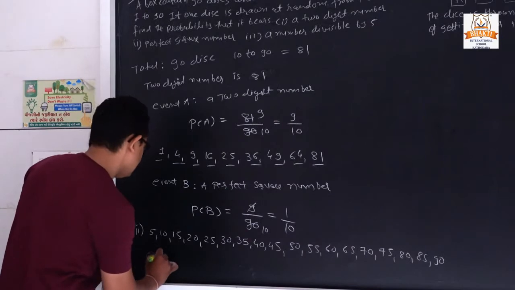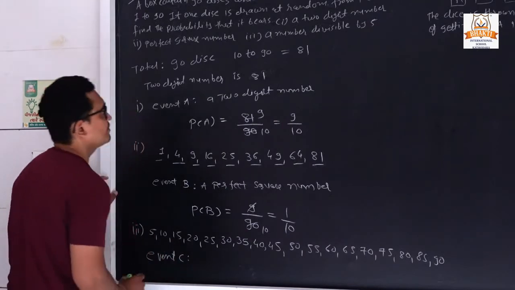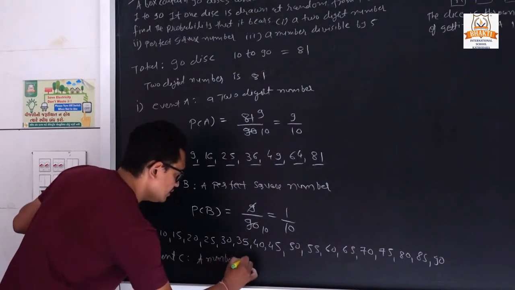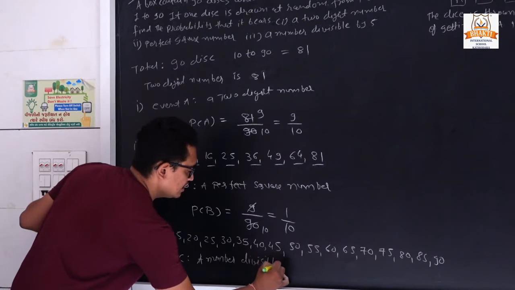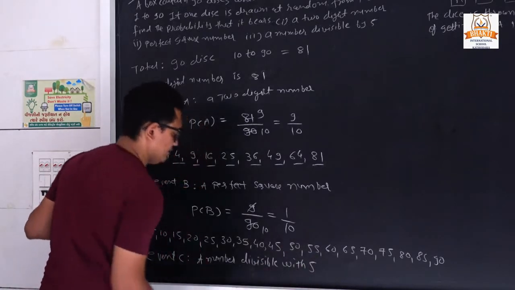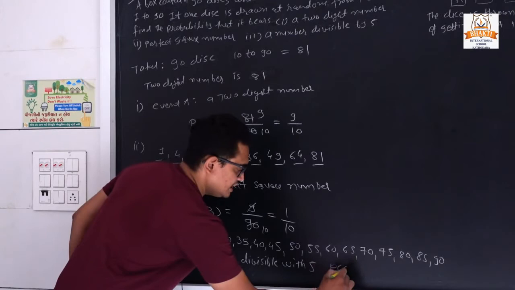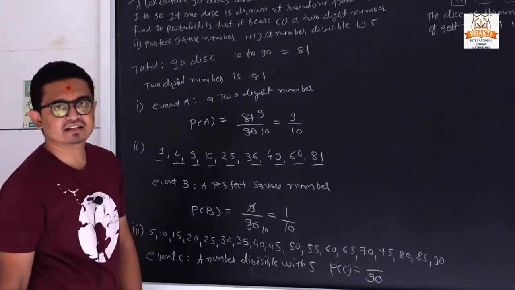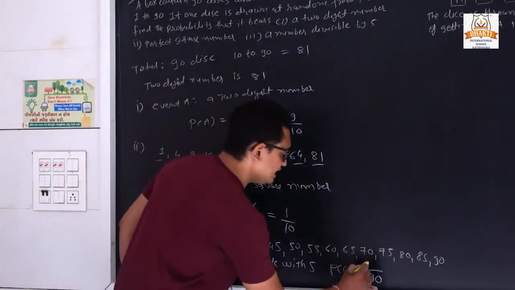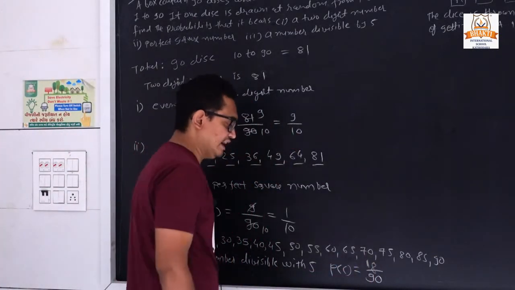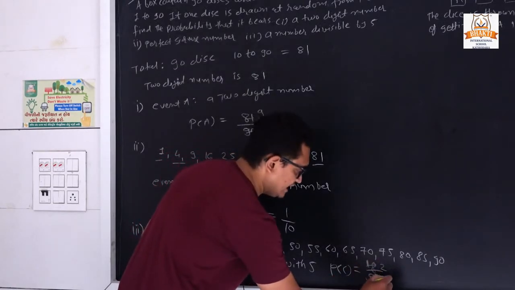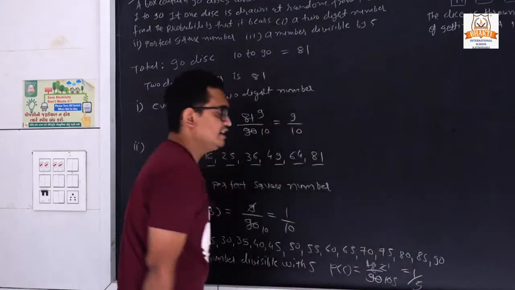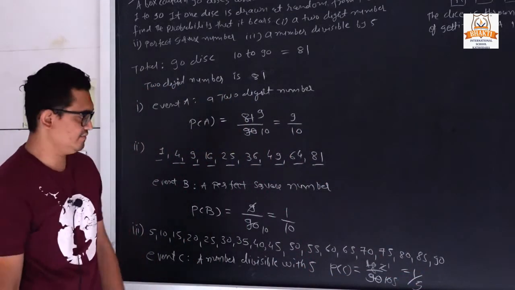So last, event C, a number divisible by 5. So P of C is equal to, total number is 90. Out of 90, 18 numbers are divisible by 5. So 9 twos are 18, 9 tens are 90. So once again, 2 ones are 2, 2 fives are 10. So what is our answer? It is 1 by 5.